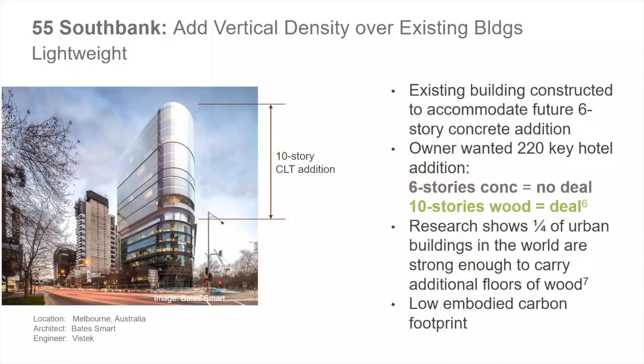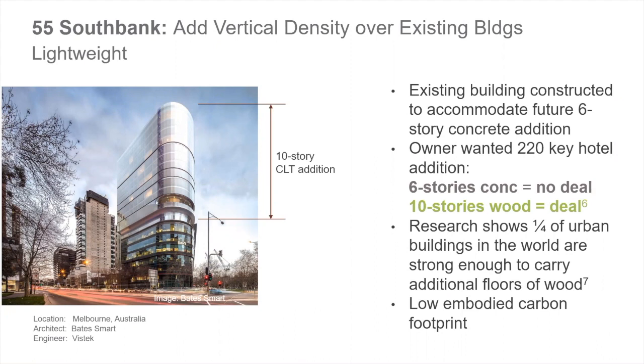We usually like to focus on projects here in the US, but I wanted to share this Australian project with you because it provides a really good example of adding vertical density over an existing building with innovative lightweight mass timber. This is 55 South Bank. It's an existing building that was built to accommodate a future 6-story addition of concrete construction. The owner wanted to add a 220 key hotel on top of this existing building. The designers were faced with a challenge because adding that vertical addition of 6 stories of concrete would not accommodate this existing design with that many hotel rooms.